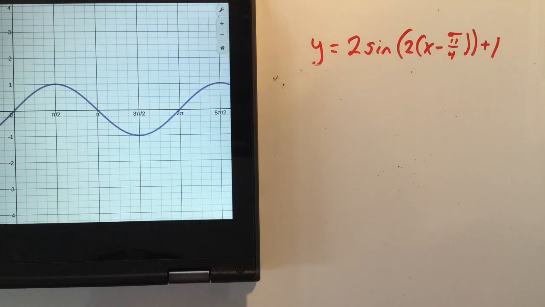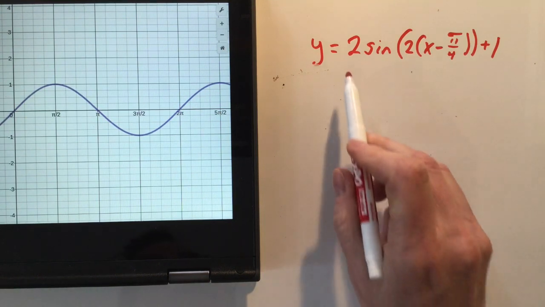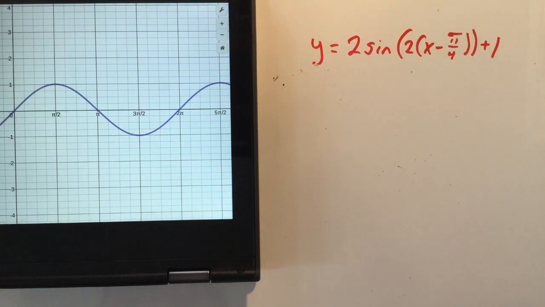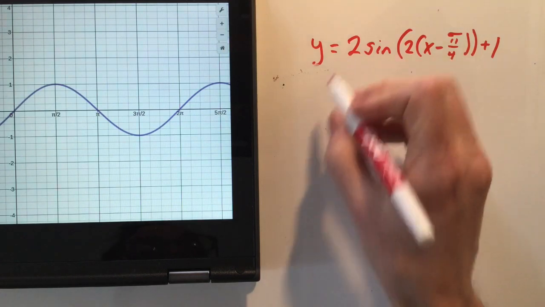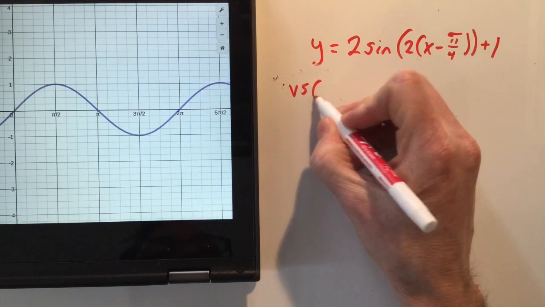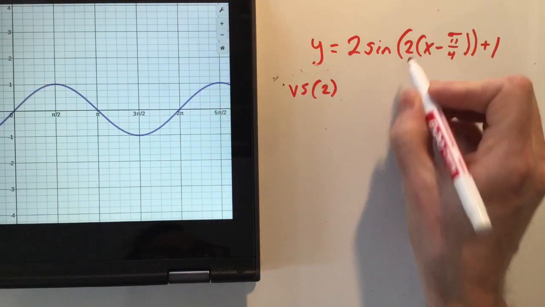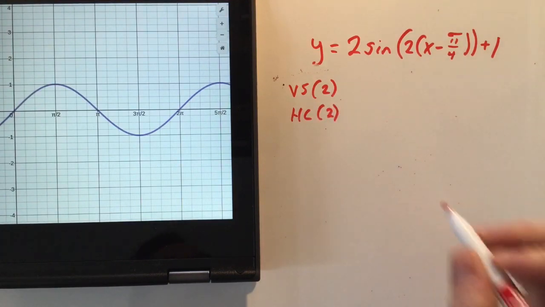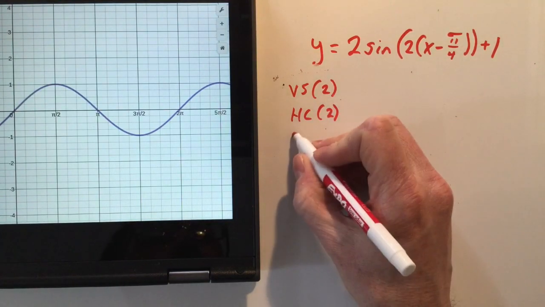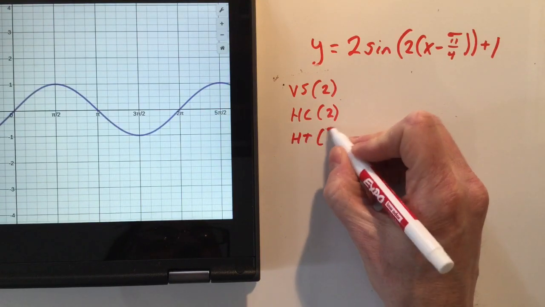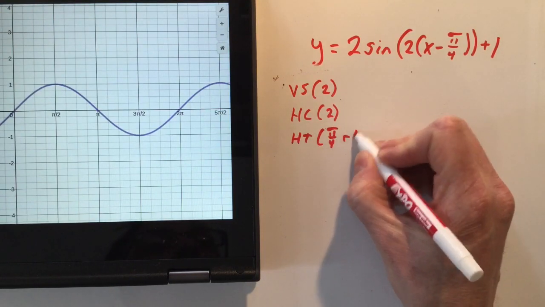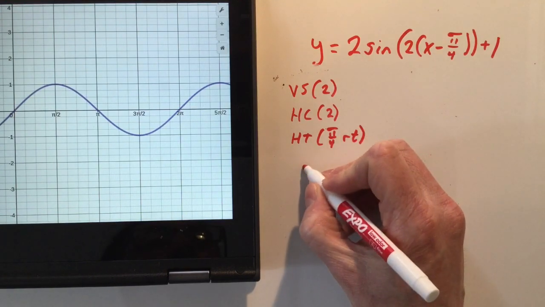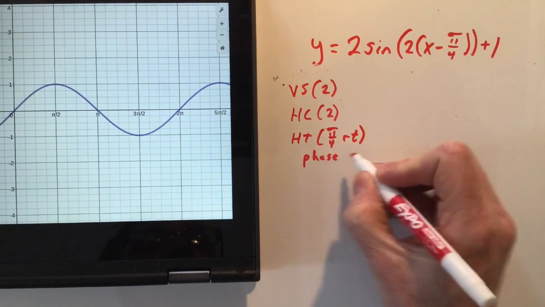Using your vast knowledge of transformations of functions, you know that each of these parameters affects every function in exactly 100% the same way. So you'll recognize that that is a vertical stretch by a factor of 2. That is a horizontal compression by a factor of 2 or 1/2, depending on the teacher that you talk to. That is a horizontal translation, pi fourths to the right. By the way, in trig land, that is sometimes called a phase shift.